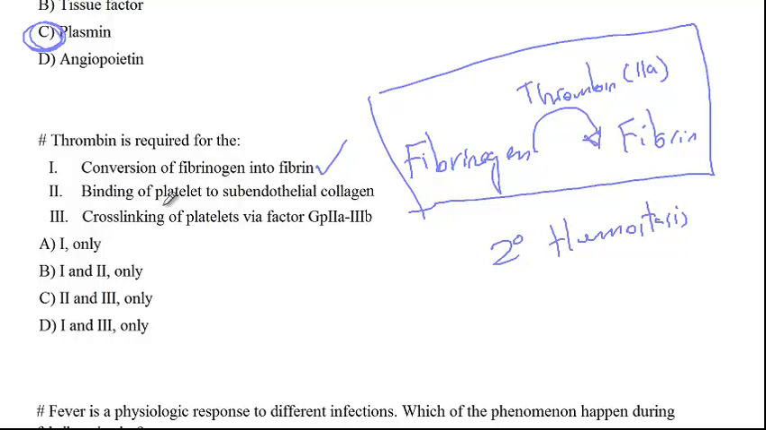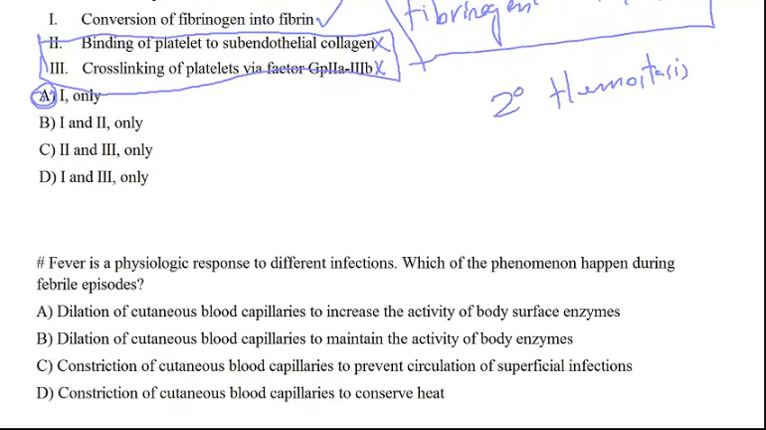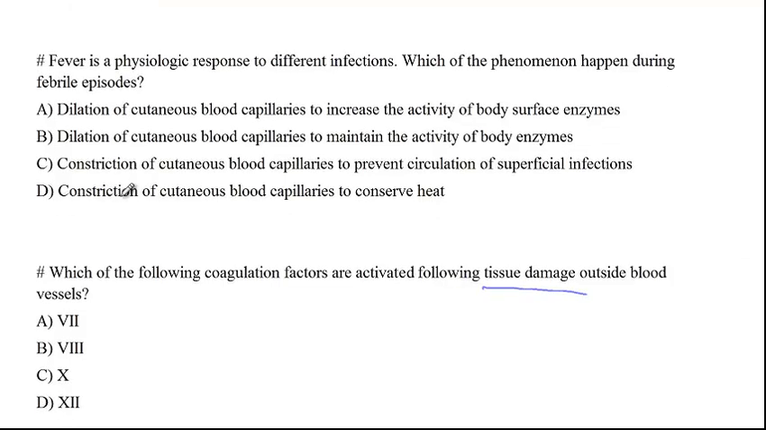That is correct. Binding of platelet to subendothelial collagen. No, that was required by von Willebrand factor and some other proteins there, and that's a primary hemostasis. That's not correct. And then cross-linking of platelets to each other, again, that's a primary hemostasis that allows platelets to bind to the subendothelial collagen and to each other. So these two are incorrect. So the right answer is choice 1 only.